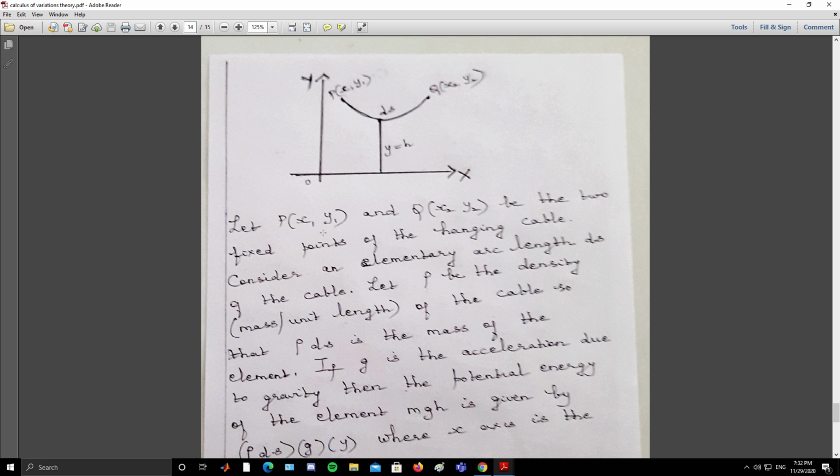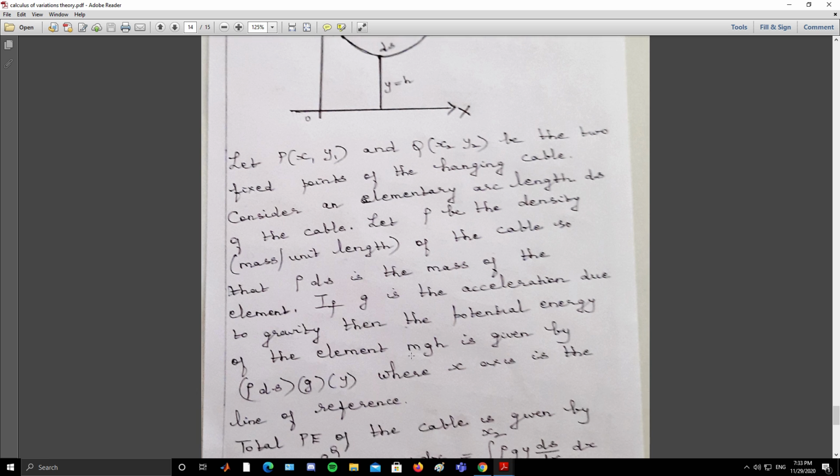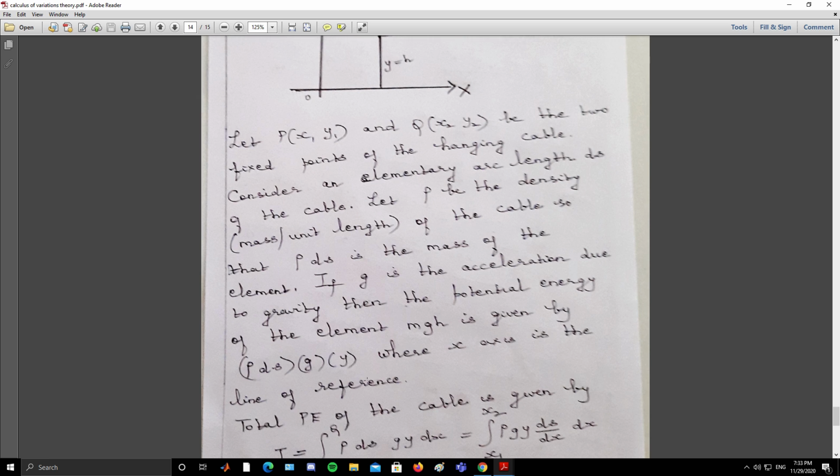So I repeat, let P(x1, y1) and Q(x2, y2) be the two fixed points of the hanging cable. Let ds be the elementary arc length, and let rho be the density of the cable, so that the mass of the element is rho into ds. If g is the acceleration due to gravity, the potential energy is mgh, where m is rho ds and h is y. So mgh is rho ds into gy, where the x-axis is the line of reference. You can take the x-axis or y-axis as a line of reference. Here we have taken the x-axis.